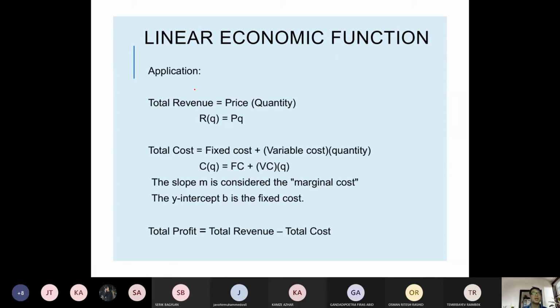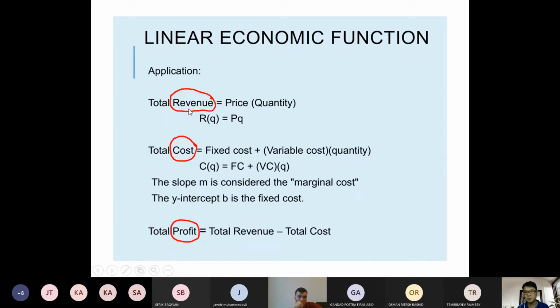I'm going to spend some time to explain it. First, how many of you have experience of doing business? Do you have a chance to be involved in a business before? When we are involved in a business, we have three terms that we need to know. The first one is called revenue. The second one is called cost. And of course, maybe the most important is the profit.